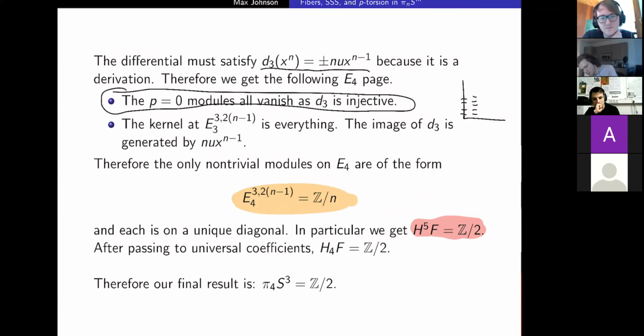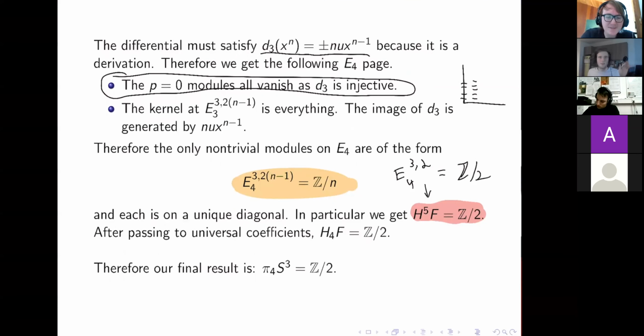So put n as 2. This information tells us that E_{3,2} minus 1 is 1. So E_{3,2} is equal to Z over 2. And then that computes this guy by itself because you just take 3 plus 2 is 5. Then you pass through the universal coefficients. The slogan is that it drops torsion a degree, which gives you this. So we've computed H4 is Z over 2.